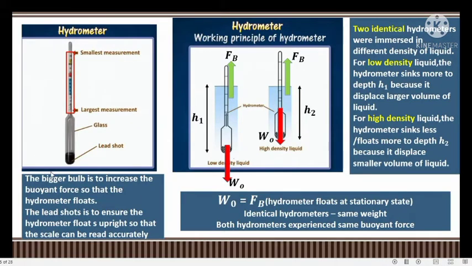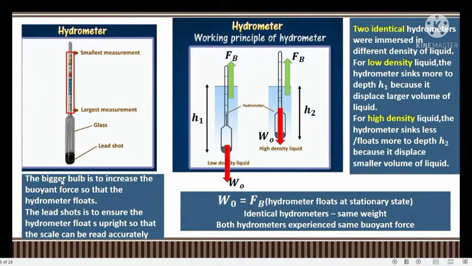If you look at the basic structure of the hydrometer, this is the lead shots, glass bulb, and a stem, and the scale that is marked here. The largest measurement will be at the bottom part of the scale, and the smallest measurement will be at the upper end of the scale. So later we will discuss why the smallest measurement should be here.